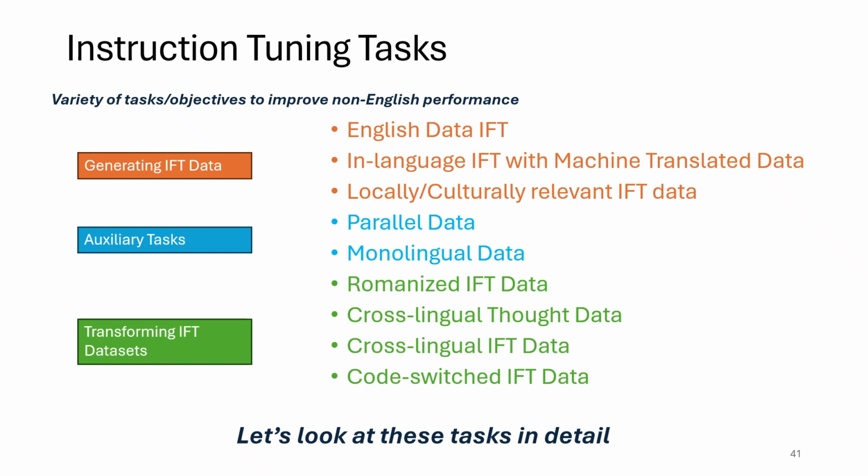So we'll see these in detail. Or we can transform existing IFT data sets so as to improve cross-lingual transfer. So we can use romanized forms of the data that can be useful for romanized processing. We look at some cross-lingual thought data, cross-lingual IFT data, code switching IFT data, etc. in detail, so as to understand how these techniques can help cross-lingual transfer.